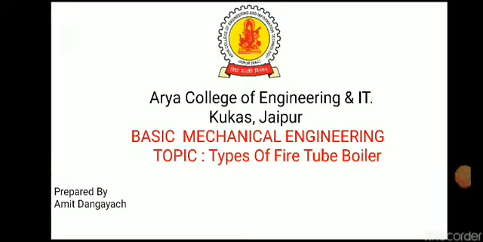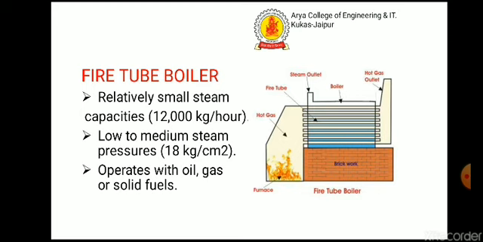Today we'll discuss types of fire tube boiler. In a fire tube boiler, the hot gases are inside the tubes and water surrounds the tubes. Examples are the Cochran boiler, locomotive boiler and Lancashire boiler. We have already discussed the Cochran boiler in the previous PPT. Now we discuss the types of fire tube boiler.